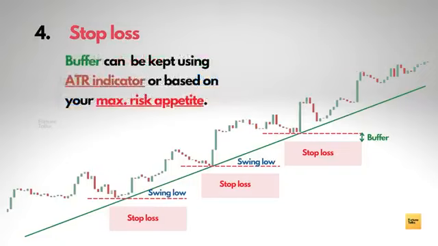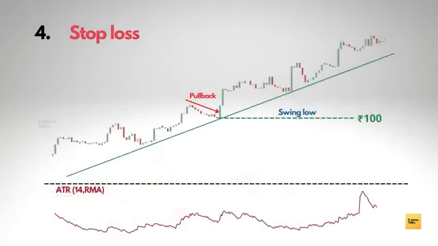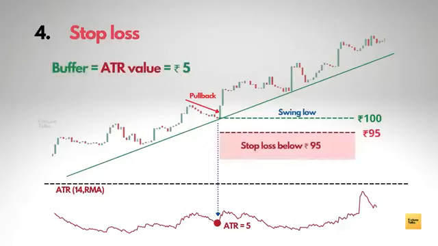For this purpose, you can either use the ATR indicator or you can even set it based on your risk-taking ability. Let's take a look at the ATR method briefly. Let us say the low of the pullback is 100 rupees. And let us say you pull out the ATR indicator and the average true range of the market is 5 rupees. You can simply take 100 rupees, which is the low of the pullback, and subtract 5 rupees, which is the value of the ATR at that specific period. Now your stop loss turns out to be 95 rupees, which will set a small buffer below the low of the pullback. Now a similar approach can be taken in case the market is on a downtrend.